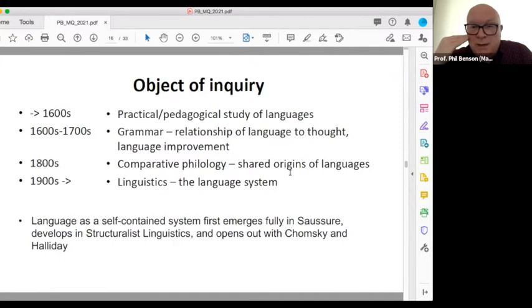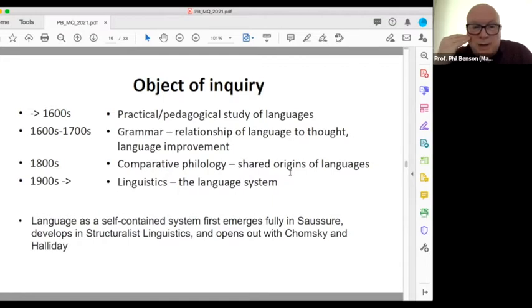Before that, we had grammar, which was slightly different to what we may think of as grammar now. It was concerned with the relationship of language to thought, and also with language improvements, with standardization and improving languages. And before the 1600s, we had basically the study of languages for practical and pedagogical purposes. So people studied and analyzed language to some extent for purposes of second language teaching or translation.